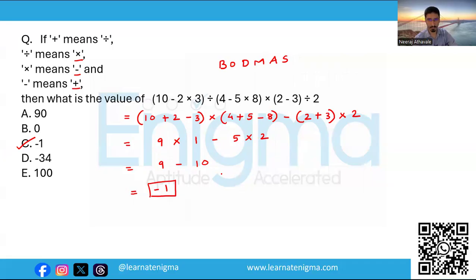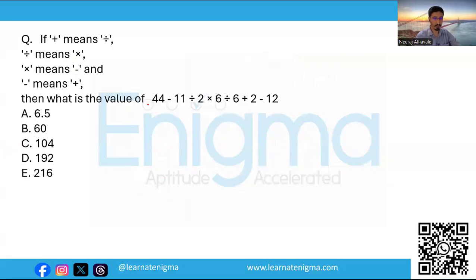Let's do the next one now. What is the value of this equation? So we are going to solve it again by BODMAS. Let's replace the mathematical signs. So 44 minus means plus. So plus 11. Division means multiplication. So into 2. Multiplication is minus. So minus 6. Division is multiplication. So into 6. Plus means division. So divided by 2. And minus means plus. So this is our equation.